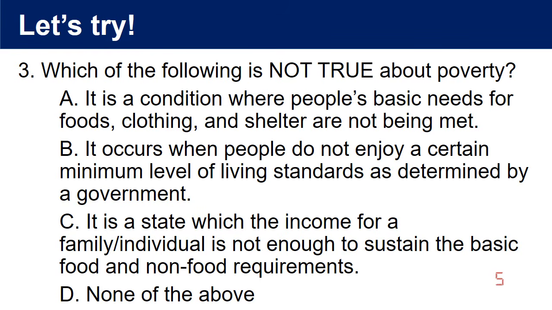3. Which of the following is not true about poverty? A. It is a condition where people's basic needs for food, clothing, and shelter are not being met. B. It occurs when people do not enjoy a certain minimum level of living standards as determined by a government. C. It is a state in which the income for a family or individual is not enough to sustain the basic food and non-food requirements. D. None of the above. The answer is D. None of the above.